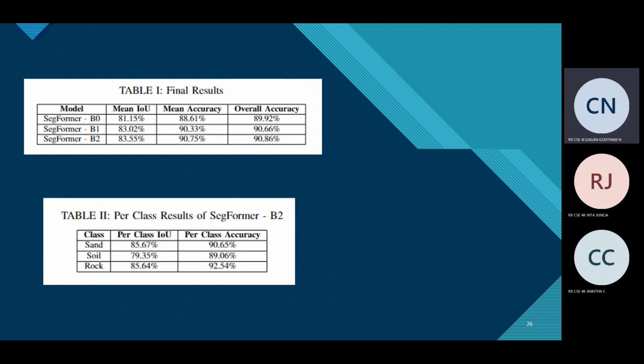We realized that the Segformer B2 version of the model outperforms the B0 and B1, which was kind of expected because the B2 is comparatively a more complex model than B0, which is a lightweight model. And the B2 model was able to achieve an overall accuracy of 90.86% with a mean IOU of 83.55%. We have also tabulated the per-class result of the Segformer B2 model for sand, soil, and rock, which are displayed in table 2 here.